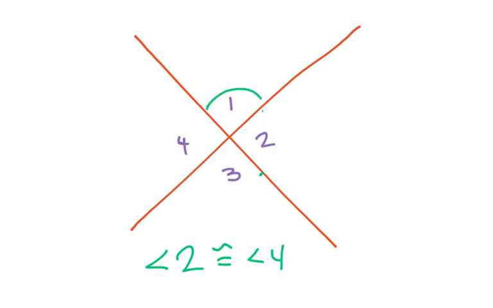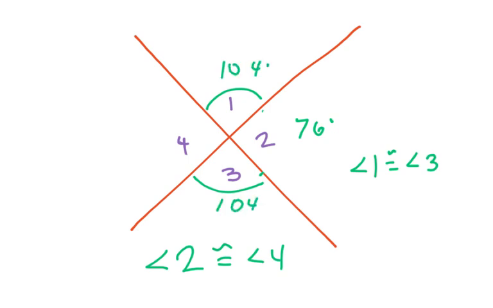Okay, if you said angle 1 and angle 3, that's correct. Angle 1 is congruent to angle 3. So if I knew, for example, that angle 2 was 76 degrees, then angle 1 would have to be the supplement of it, or whatever else it would take to get to 180. So that would be 104 degrees. And so then angle 3 would also have to be 104 degrees.